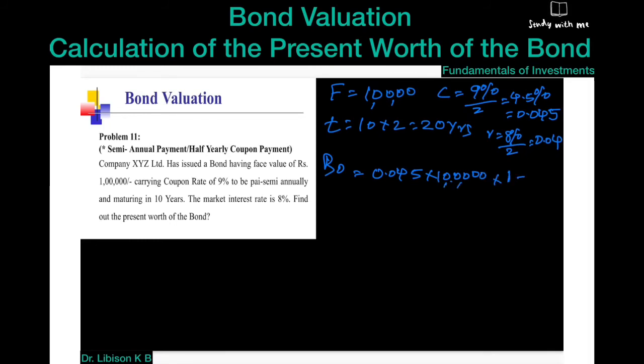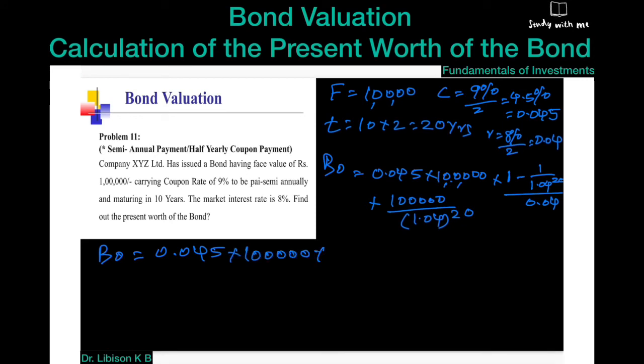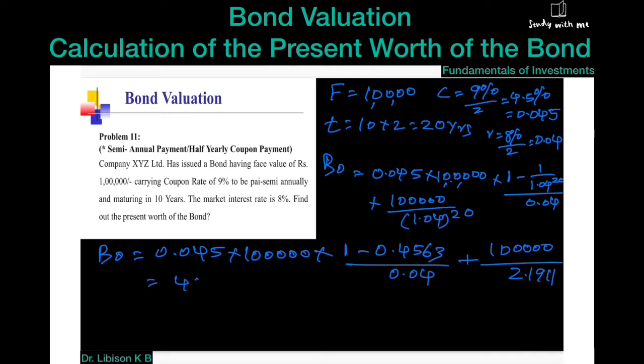So B0 is equal to 0.045 multiplied by 1 lakh multiplied by 1 minus 1 divided by 1.04 raised to 20, whole divided by 0.04, plus 1 lakh divided by 1.04 raised to 20. So B0 is equal to 0.045 multiplied by 1 lakh multiplied by 1 minus 0.4563, all divided by 0.04, plus 1 lakh multiplied by 2.1911. Again we solve it.